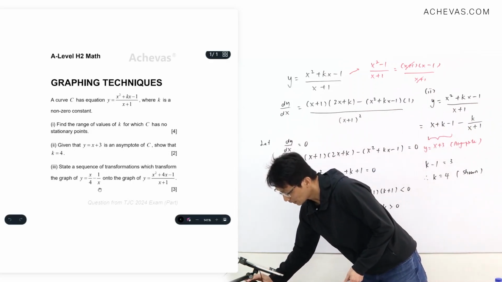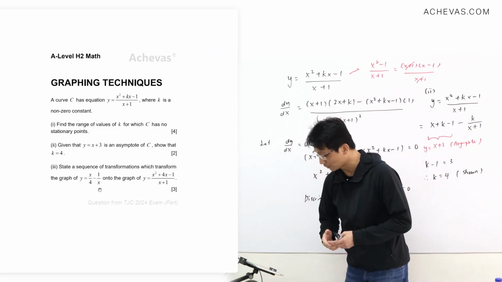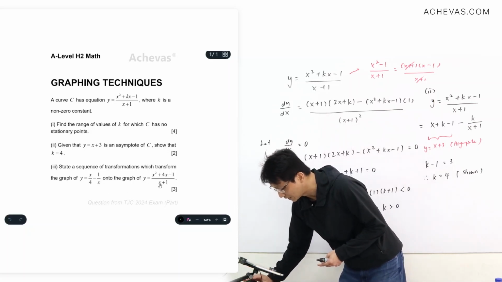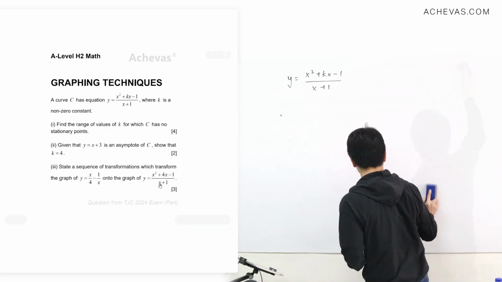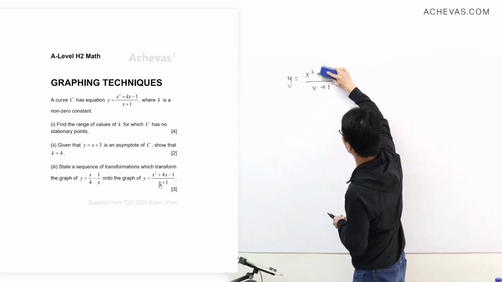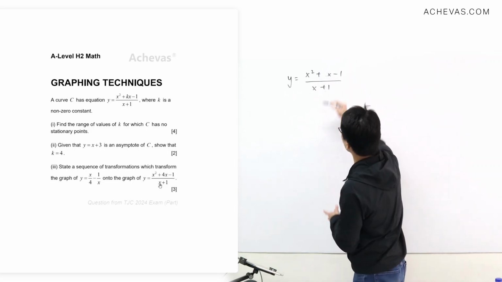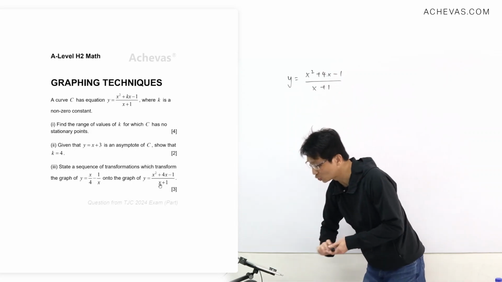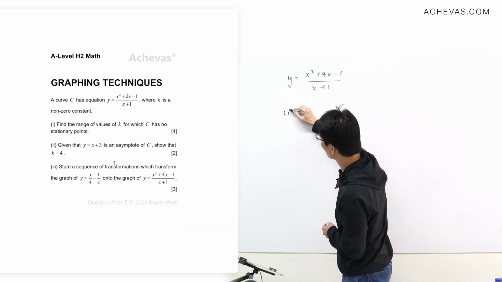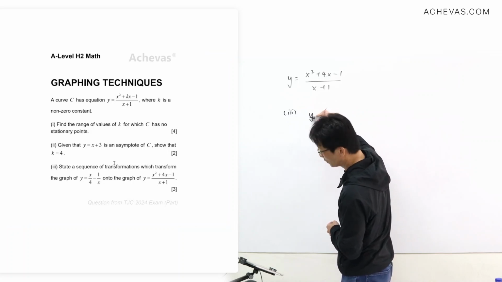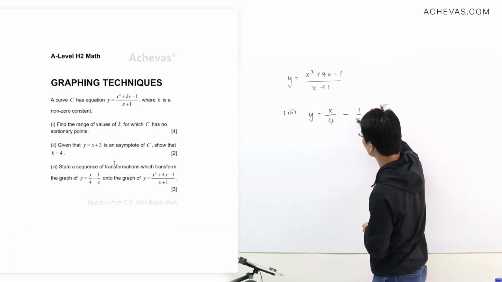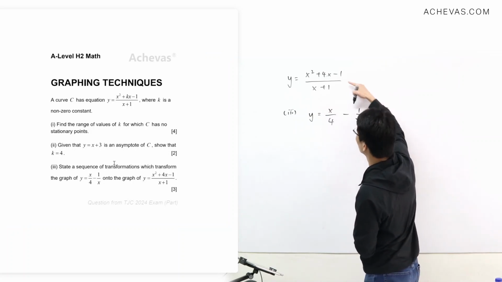Okay, moving on to the last part of the question. It says state a sequence of transformations which transform the graph of this into the graph of C. Let me rewrite this equation to become x squared plus 4x minus 1 over x plus 1, because we have already shown that k should be equal to 4. Your objective for this part is to show the sequence of transformations of y equals x over 4 minus 1 over x to get the graph of C.